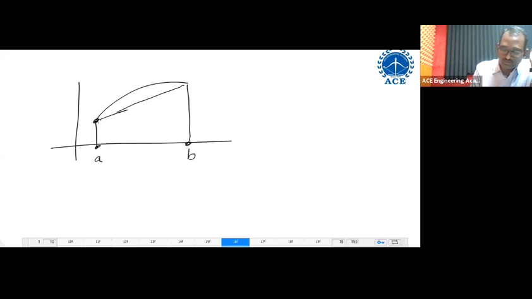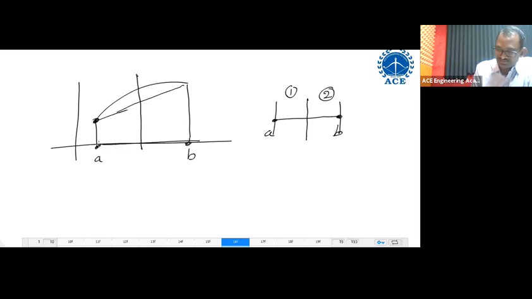See, this is one point. This is A, this is B. Split exactly at the middle, because we need equal subintervals. That's why exactly at the middle. Now how many subintervals? First, 1, 2.